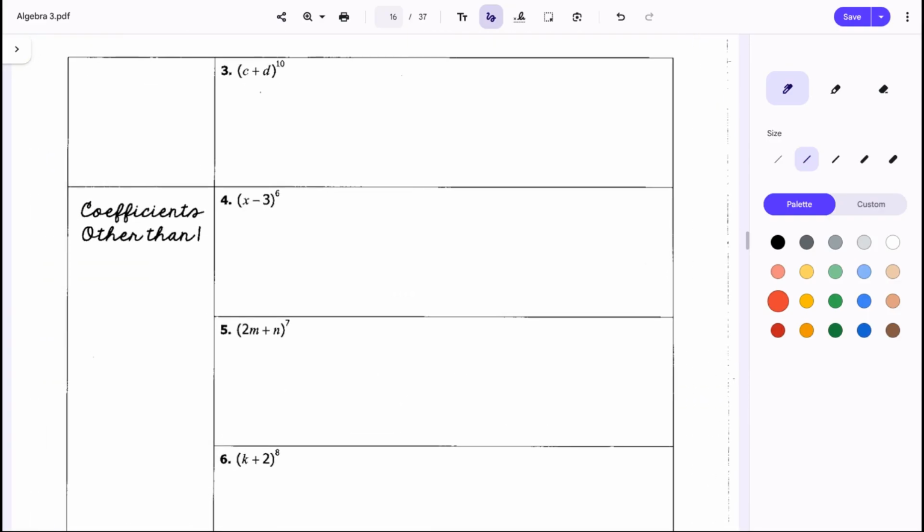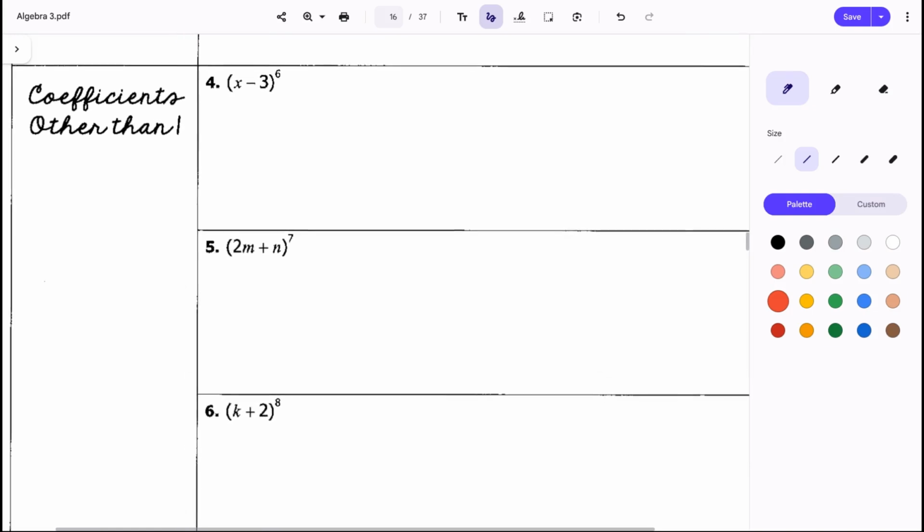So I actually want to skip all the way down to number 4, because this is going to start throwing in things that don't just have x's and y's or a's and b's. They're actually going to have numbers in here, and so we need to be able to work with them. For the 4, it says (x - 3) to the 6th power. Now, we didn't have the 6th row in our Pascal's triangle in our notes, so you either need to create it or use your resources and look it up. But we don't need to look it up right now. We should be able to figure out what our coefficients are.